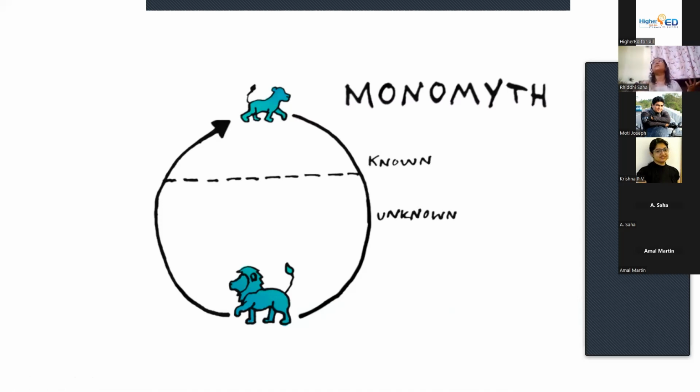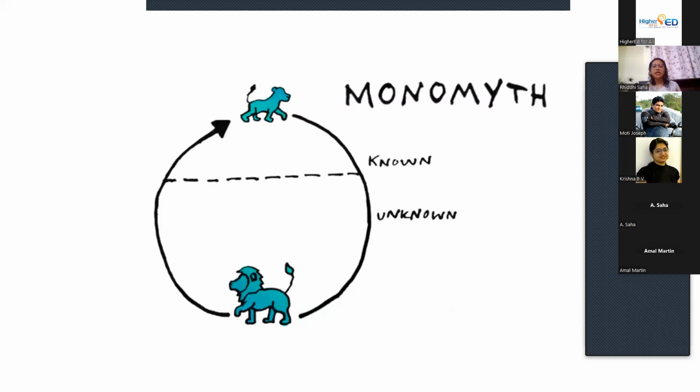So a typical example is, let's say, Lord Buddha, right? So he was a person in a family, and then he went out, and then he got his enlightenment, and then he came back to society to spread that knowledge. You understand? So this is the structure.